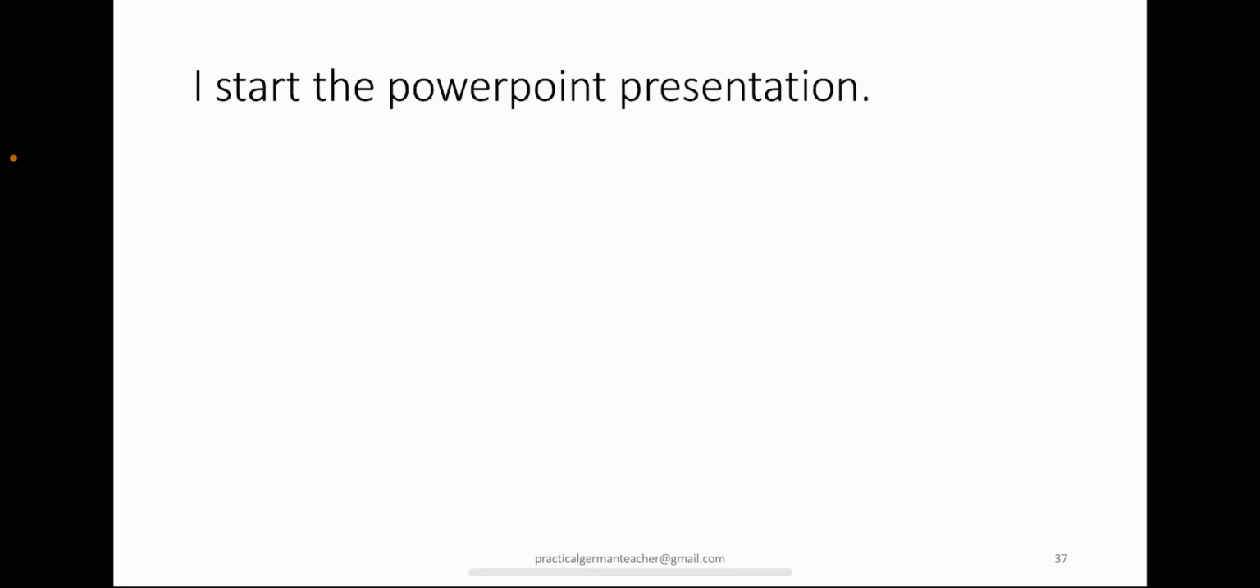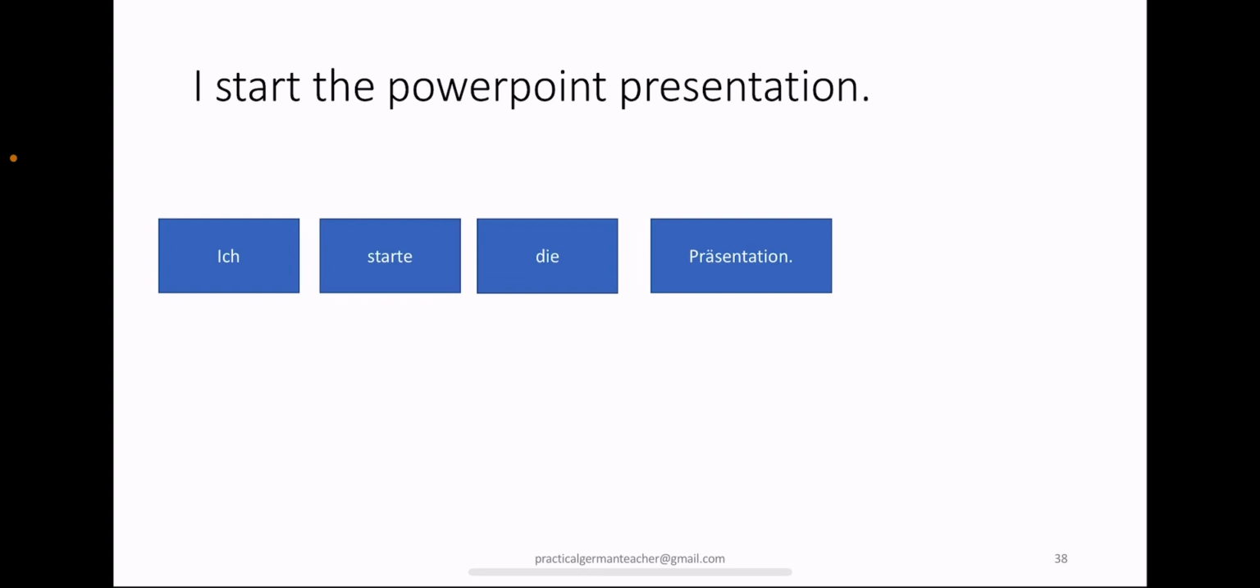Okay, let's say, how do I say I start the PowerPoint presentation? Again, you know how to say start. It's starten. For ich it will be starte. How do you say presentation? You just have to say it like a German. You'll have to say it like Präsentation. And PowerPoint, you can just say PowerPoint. And anything which ends with ion, you can almost be sure that it is feminine.